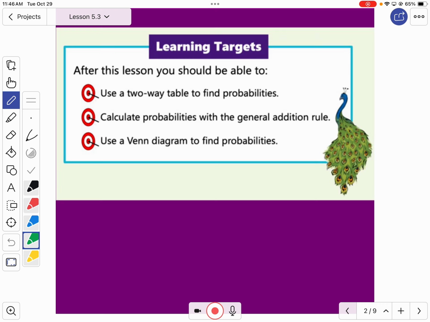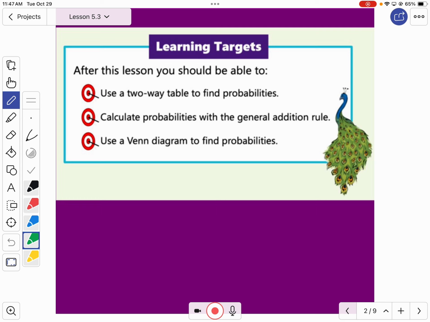So what we're going to talk about today are two-way tables. And you've been looking at two-way tables for a long time, all right? In fact, we've already looked at some this year. But we're going to use them to find probabilities and then calculating those probabilities by adding. And then we're going to talk about a Venn diagram. Anybody remember what that is?